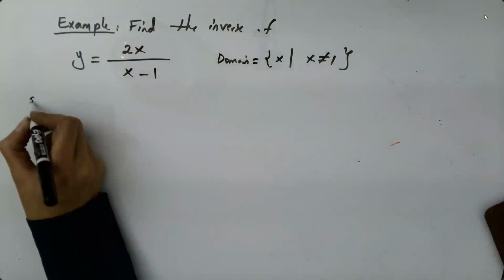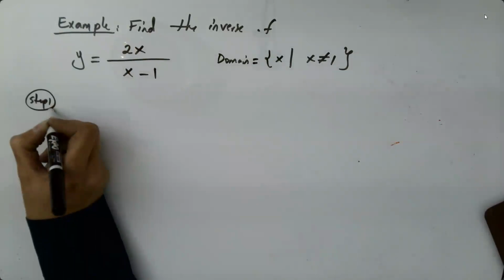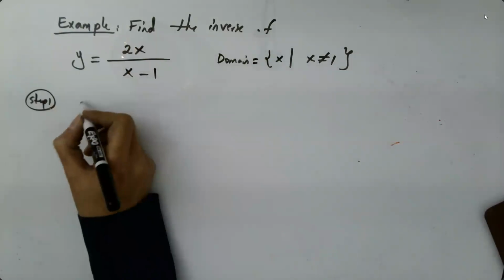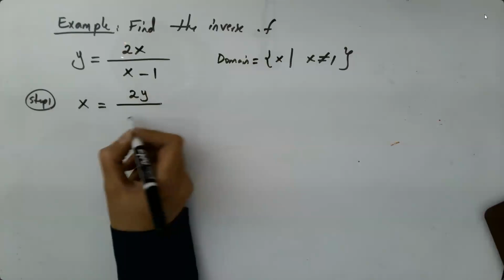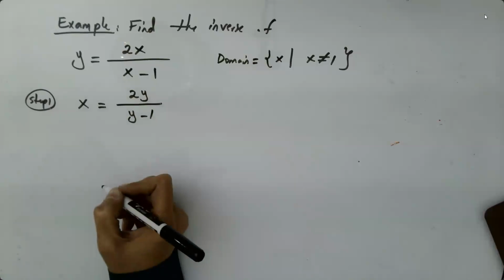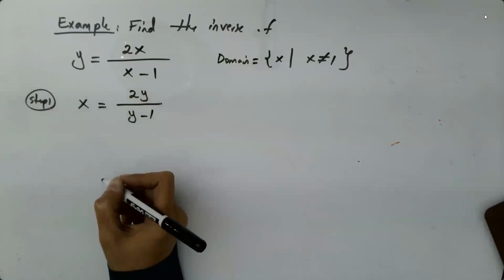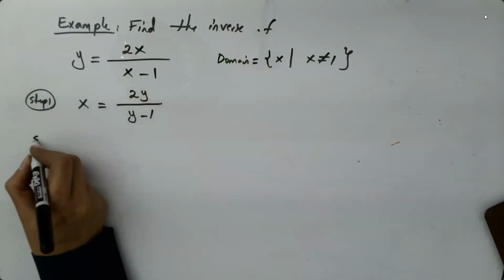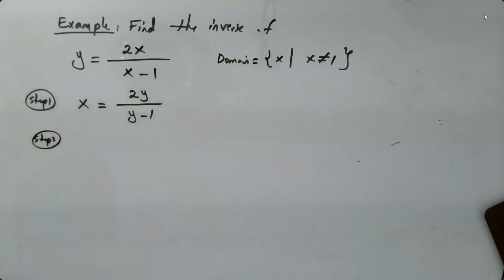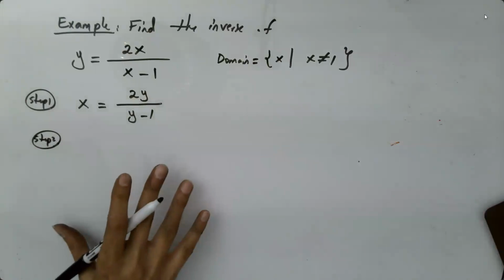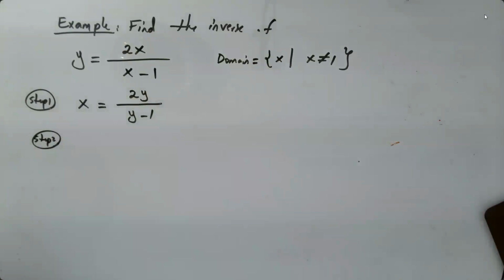What's step 1? Step 1, switch x and y. So x becomes 2y over y minus 1. Step 1 is not that hard, just switching between x and y. Step 2, isolate your y. Okay, be careful here. We're going to follow a lot of steps.